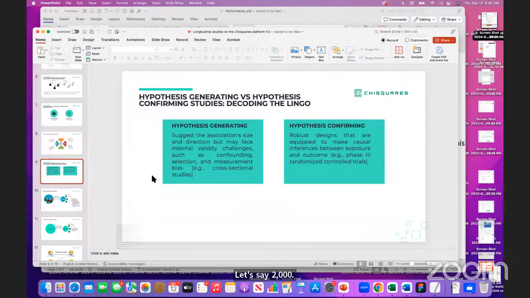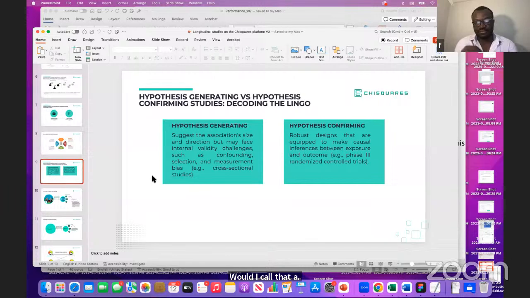Some of them are not alive, but I have their relatives that I can call, maybe their wives, their children. I have their phone numbers of their contacts that I can call to find out, this person had died, but did this person ever develop a cancer in the person's lifetime? Would I call that a retrospective cohort study? Is it correct?